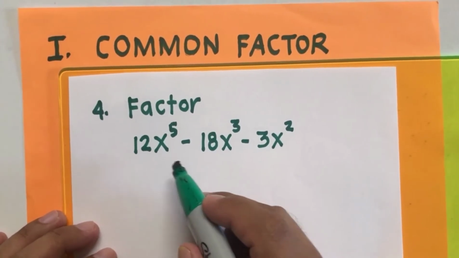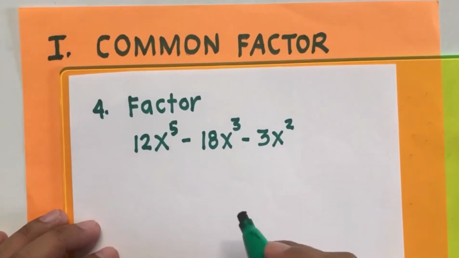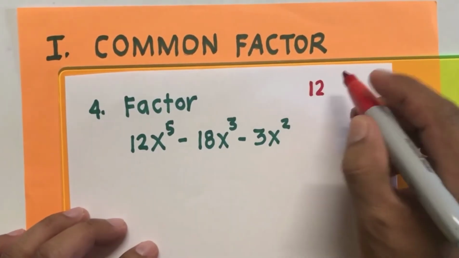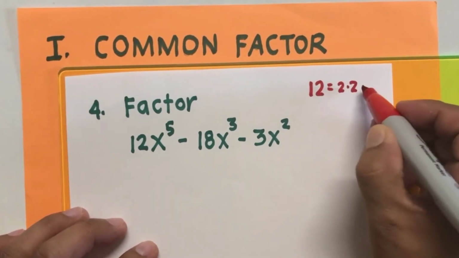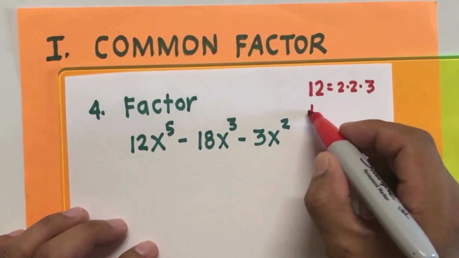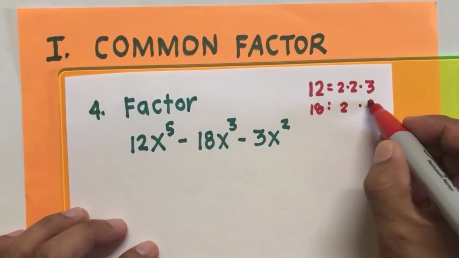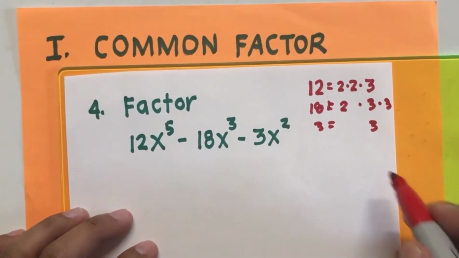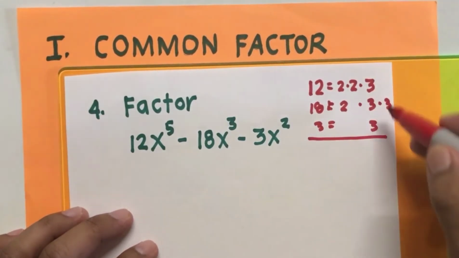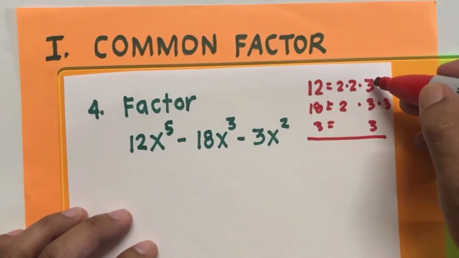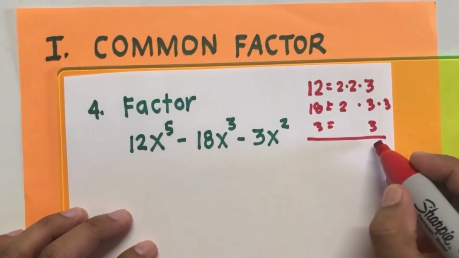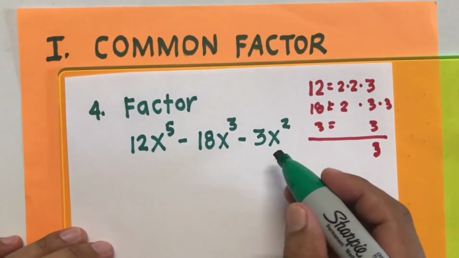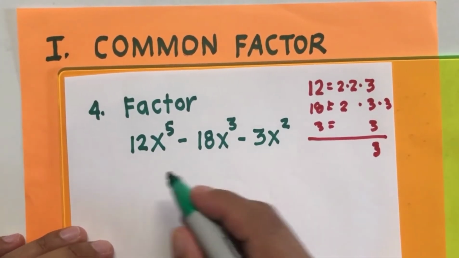Factor 12x to the fifth minus 18x cubed minus 3x squared. So the first step is to find the greatest common factors of 12, 18, and 3. 12 is equal to 2 times 2 times 3. 18 is 2 times 3 times 3. And 3 is equal to 3. Now, what is the greatest common factor of all these three numbers, 12, 18, and 3? Clearly, there's only one factor that's common to all of them, and that is the 3. So we now therefore say that the greatest common factor of the numerical coefficient is 3.